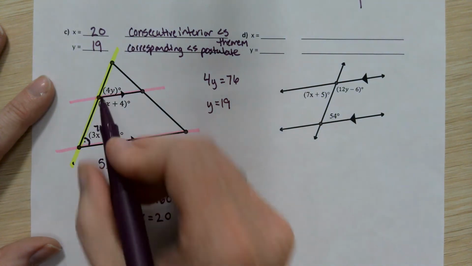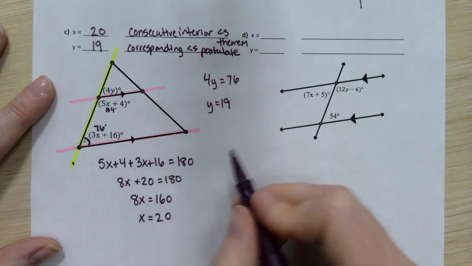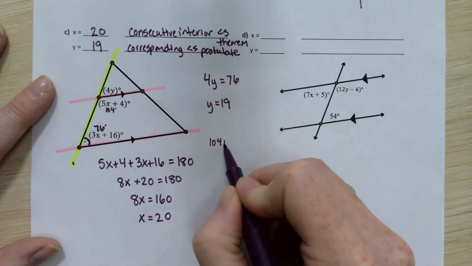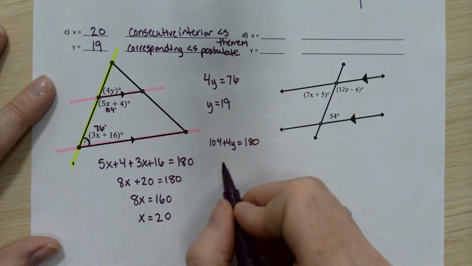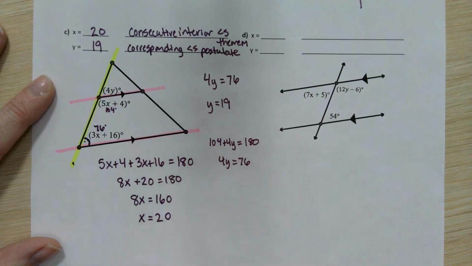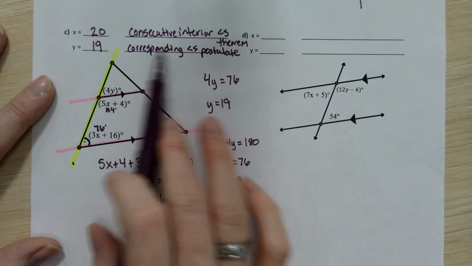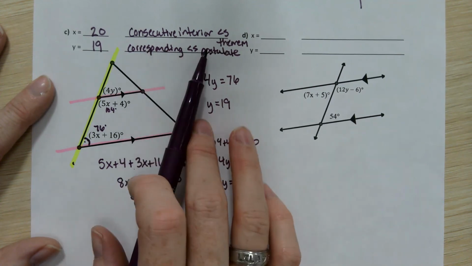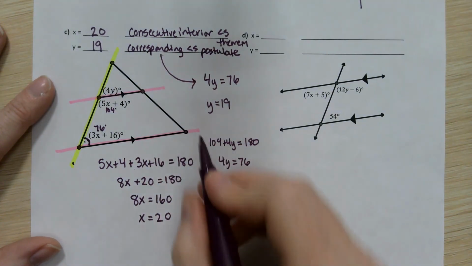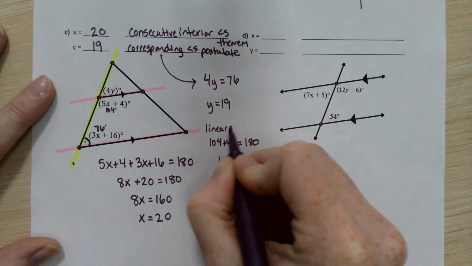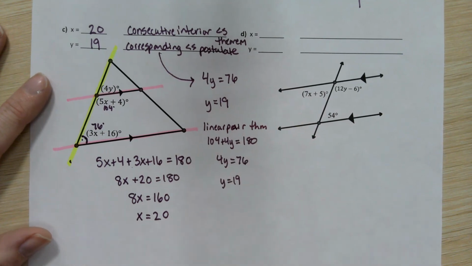If you had done linear pair theorem, this angle would have been 104 degrees. So then your equation would have looked like 104 plus 4y equals 180. And then when you subtract your 104, you'd be back to the same equation that I wrote. 4y equals 76, and then y would be equal to 19. Your work, though, needs to match your reason. So if this is your reason, you need to have that equation. If you have this equation, then that reason would need to swap out and turn into linear pair theorem instead. So the key with these is that your reason matches your work.